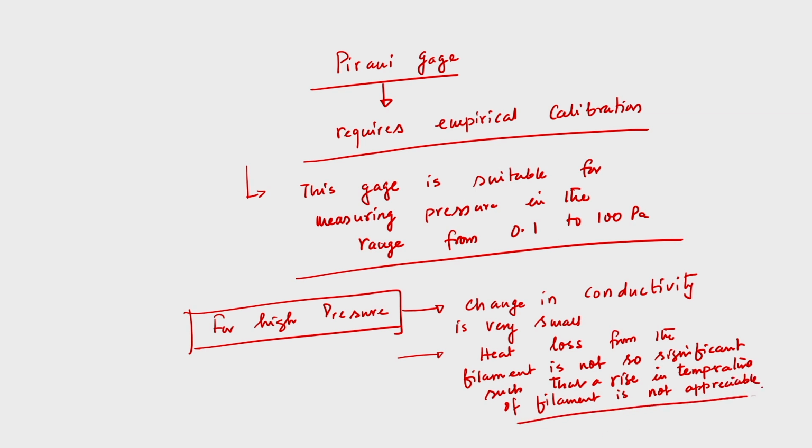This is very important: because the conductivity change of the gas is very small, the heat loss from the filament is not significant. There is not much heat transferred by the gas, so the rise in temperature of the filament is not appreciable, and that is what would be captured by the bridge circuit so that we can measure the pressure. So, the high pressure issue.